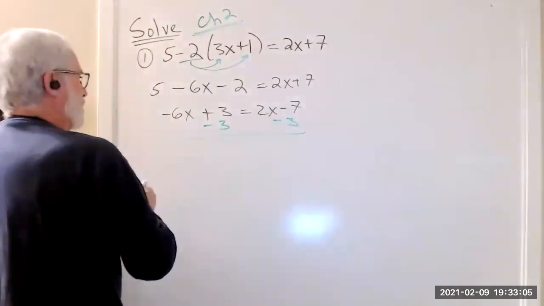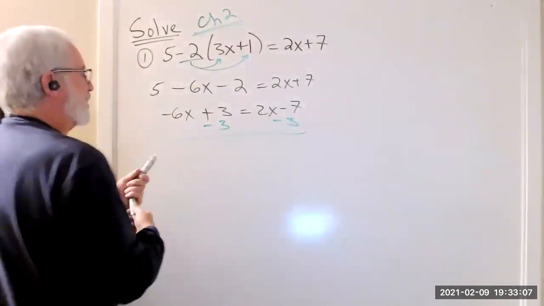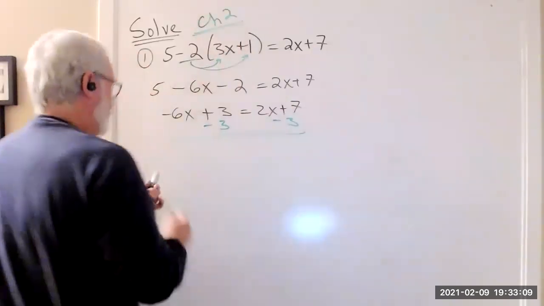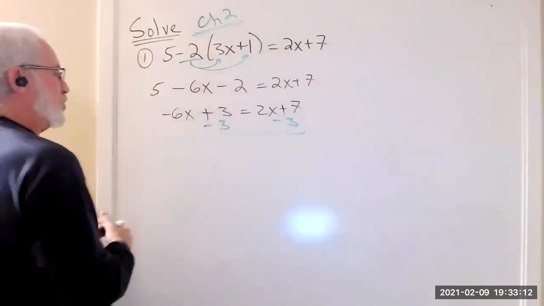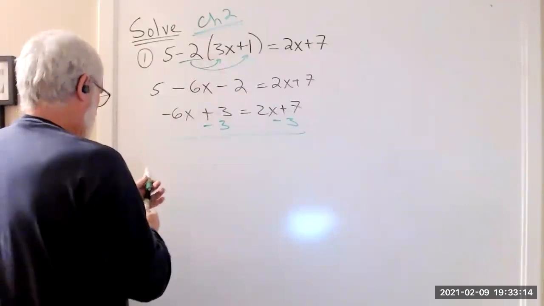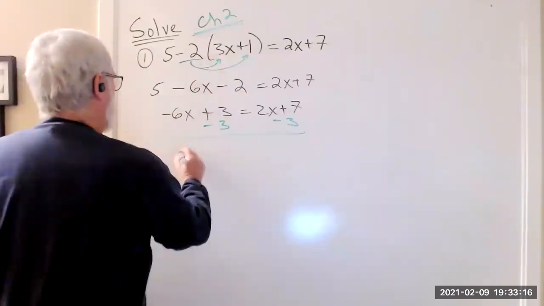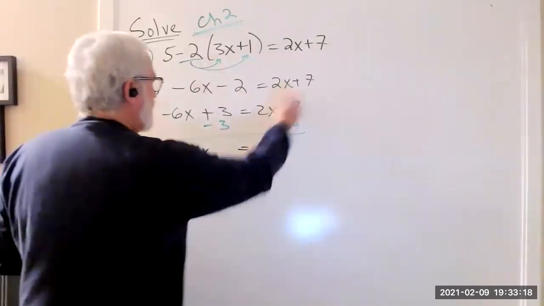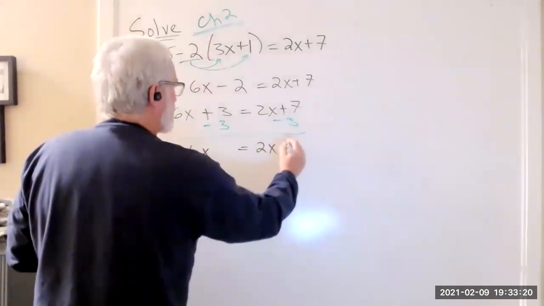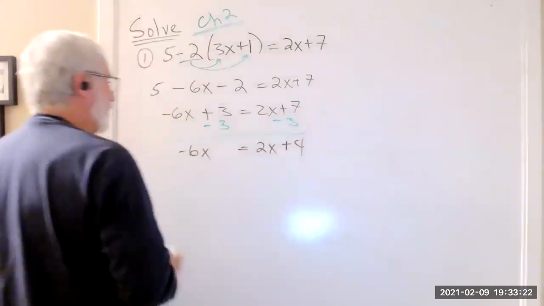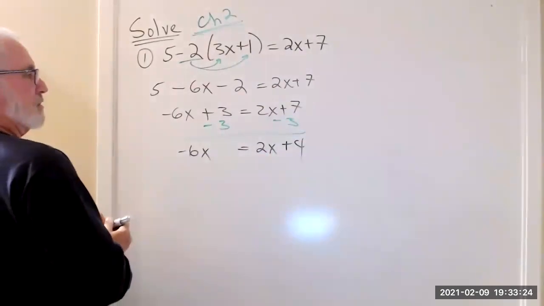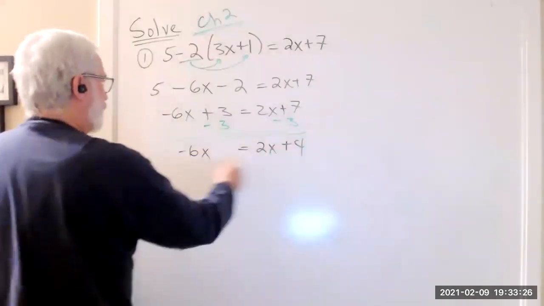It should be +7, Larry. It should be plus 7. Thank you very much. I was just checking to see if you're paying attention. Yep. Okay. And you're laughing at me. Okay. Negative 6x equals 2x plus 4. 7 take away 3 is 4.